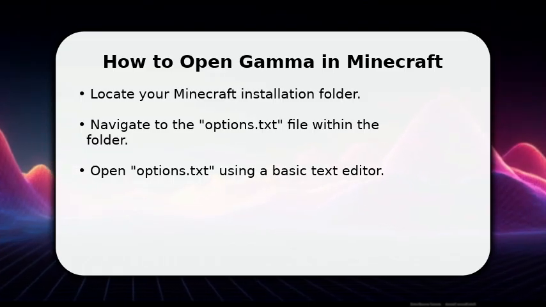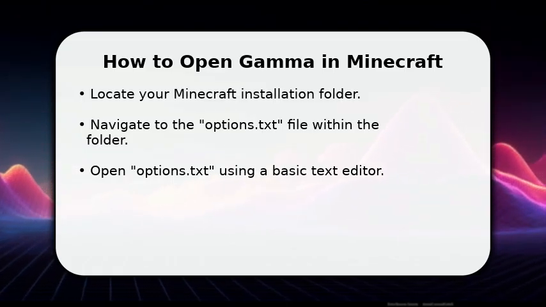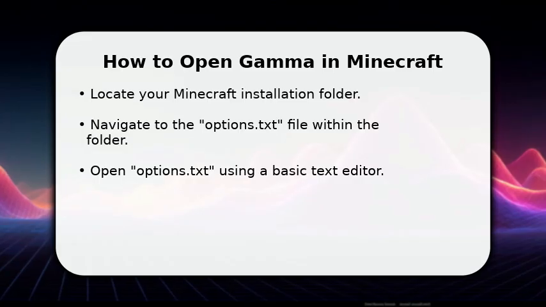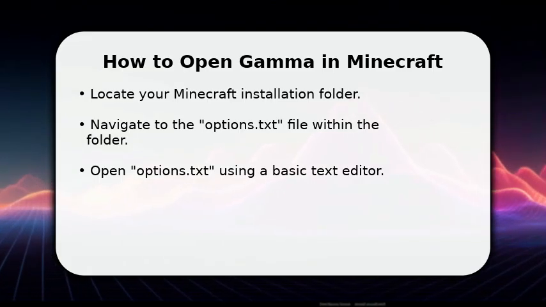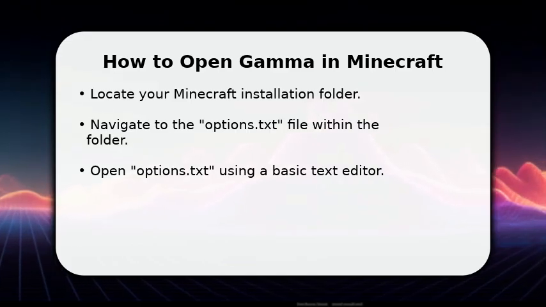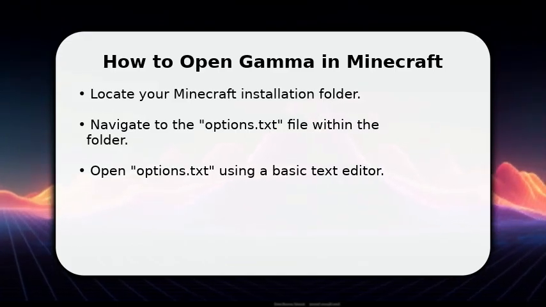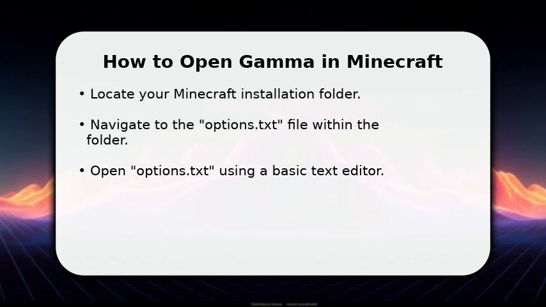Once you've found it, look for the options.txt file. This small text file holds many of your game's settings. Use a simple text editor, like Notepad on Windows or TextEdit on Mac, to open it up. We're going to make a quick, but impactful, change inside.